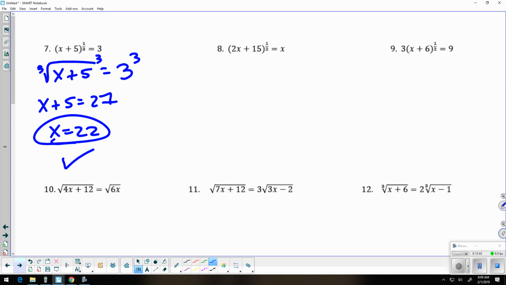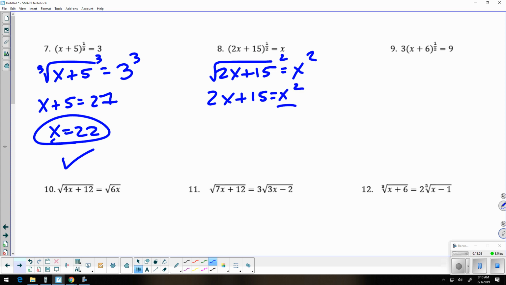X does equal 22. The next one, again, this is the same thing as the square root. So the 1/2 power is just the square root of 2x plus 15, and this equals x. Okay, so the radical is isolated, so I'm just going to go ahead and get rid of it. Square both sides, so I'm going to square it. And again, once I see that x squared, now I've got to factor. So bring everything over to one side.